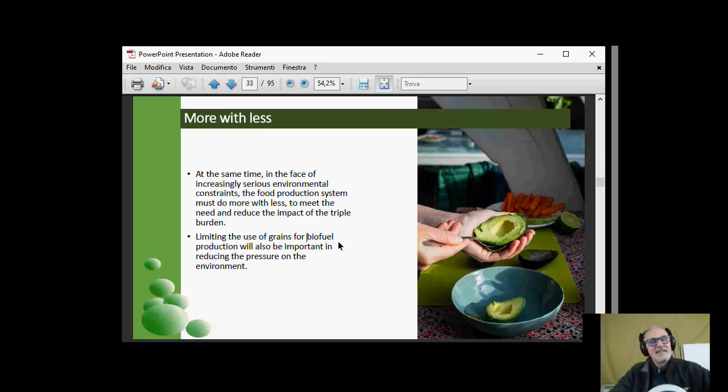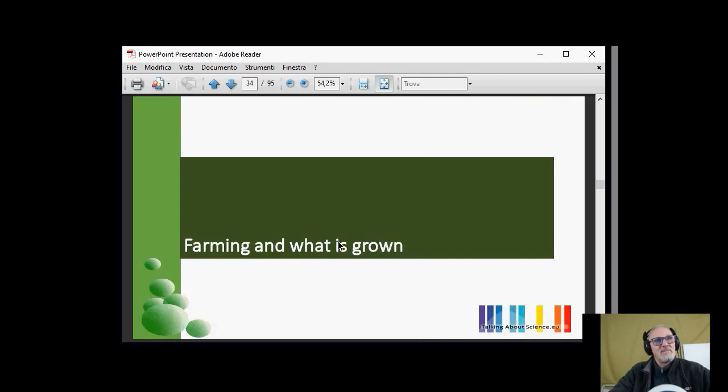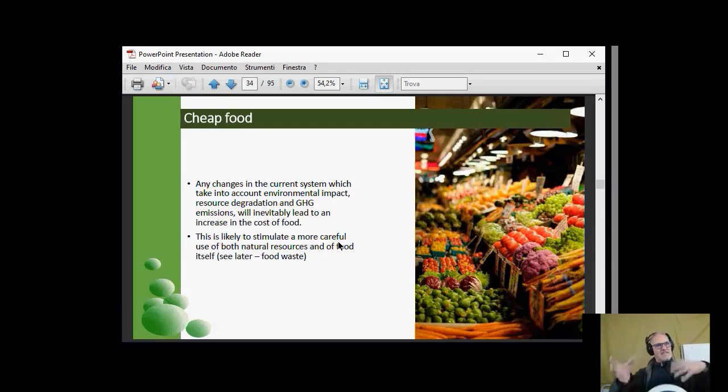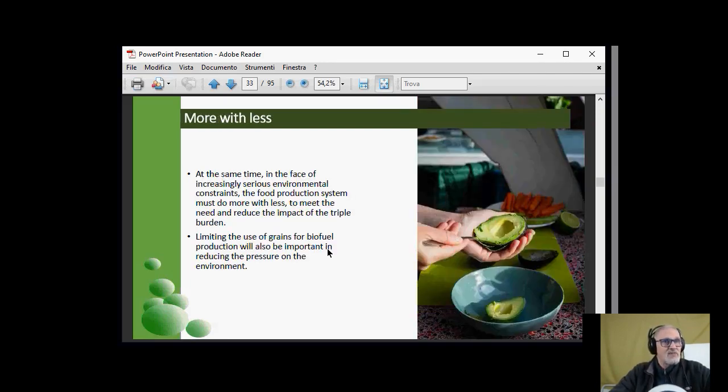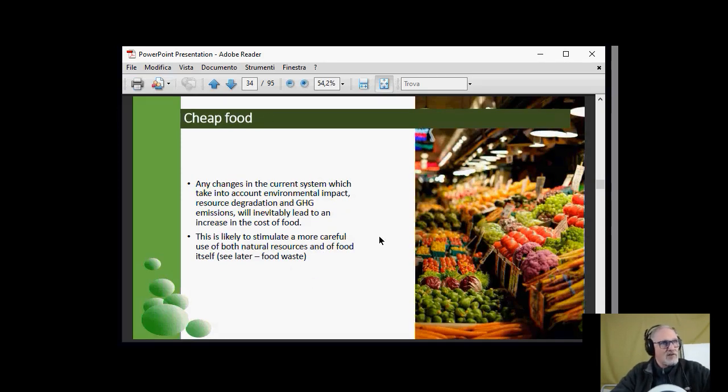Okay, sorry, I'm getting a little bit polemical, but there are plenty of examples of, let's say, crops which can be used in different ways. The only thing that we could really say is that we have, over time, got used to the idea of relatively cheap food.